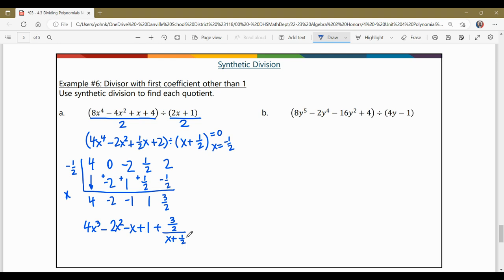Now, you're never allowed to leave a fraction within a fraction. So we're going to leave the first part the same, 4x cubed minus 2x squared minus x plus 1. But now in order to get rid of the fractions, I want to multiply the top and the bottom by 2. That will get rid of any fractions that I have. So 3/2 times 2 is 3. x times 2 is 2x. 1/2 times 2 is 1. So it's that original denominator back again. Now the top number may change, but usually it doesn't.